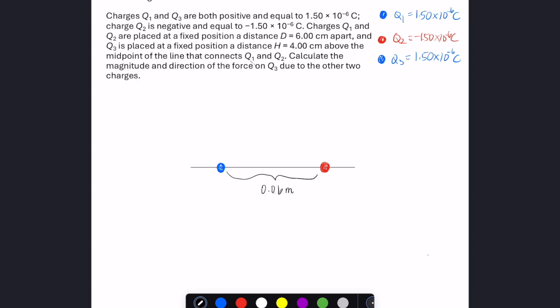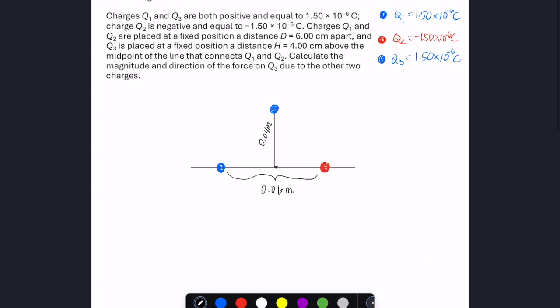Q3 is placed at a fixed position, a distance of 4 centimeters above the midpoint of the line that connects Q1 and Q2. So the midpoint of the line that connects Q1 and Q2 is right here, and so 4 centimeters above that would be roughly right here. And then Q3 is positive, so he's right here. Okay, so here's our arrangement. So this height is 4.